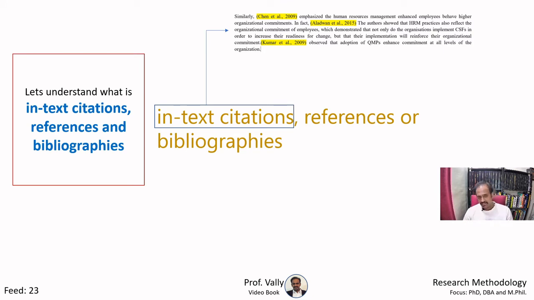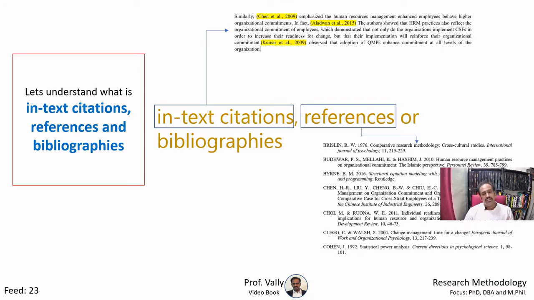Now what is a reference? A reference is something which comes in the last section of your thesis. Usually references come before the appendix. Once we finish all the chapters, we mention the references. References are in alphabetical order. You can see here how it goes B, C, in alphabetical order.